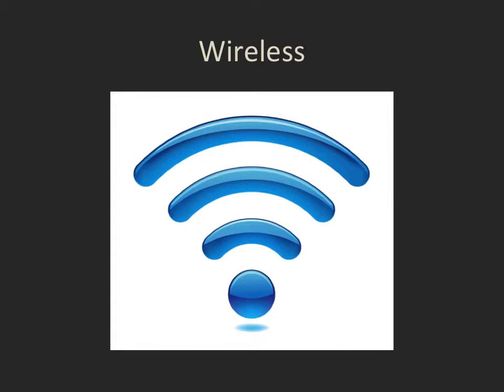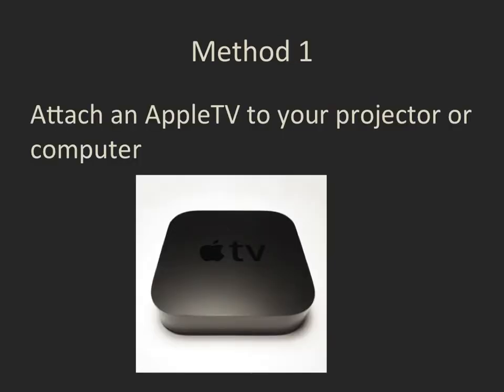There are several different methods to make wireless connections work, and unfortunately you may have to experiment a little to see what is going to work in your particular institution or the places you commonly lecture. Method number one is to attach an Apple TV to your projector or to your computer and have the Apple TV on the wireless network for your institution. Apple TVs are now pretty cheap. You can get them for around $70 to $90.